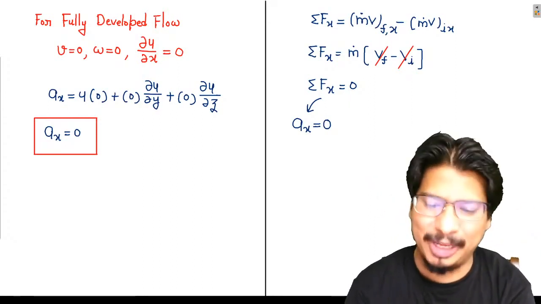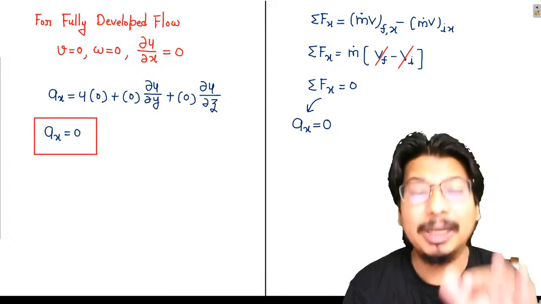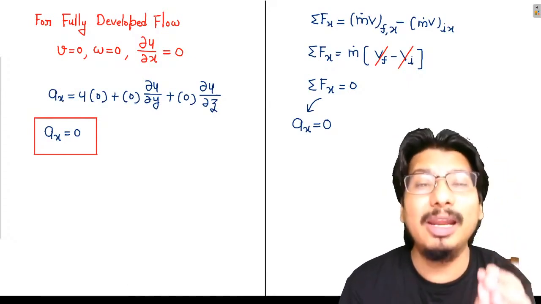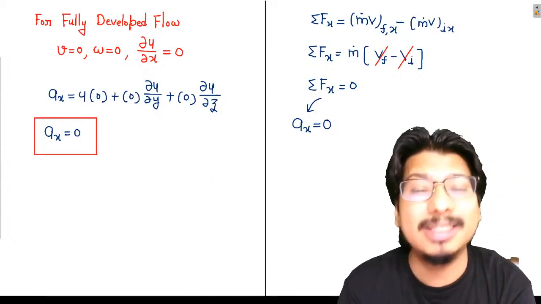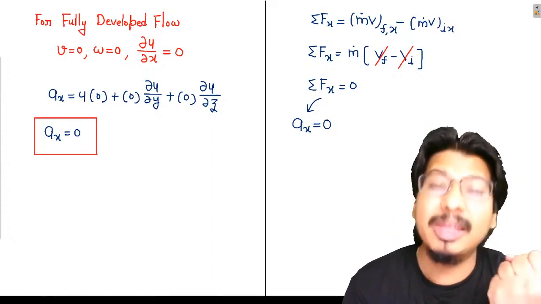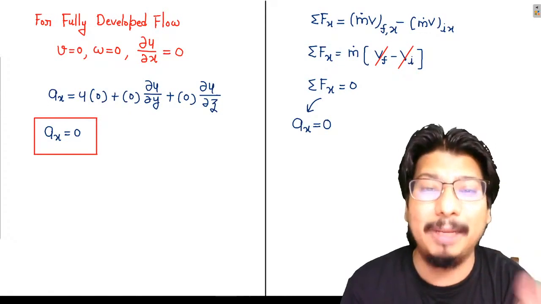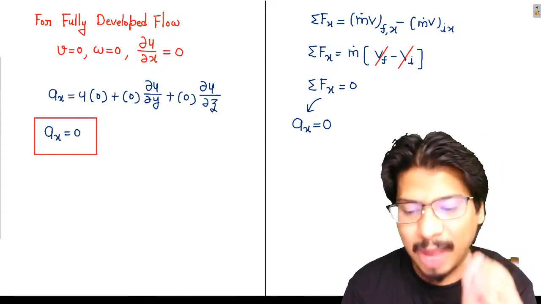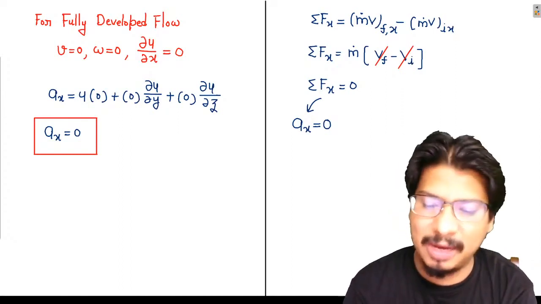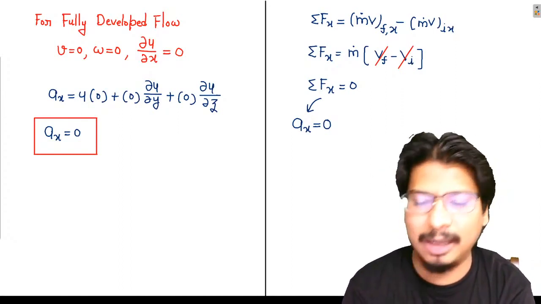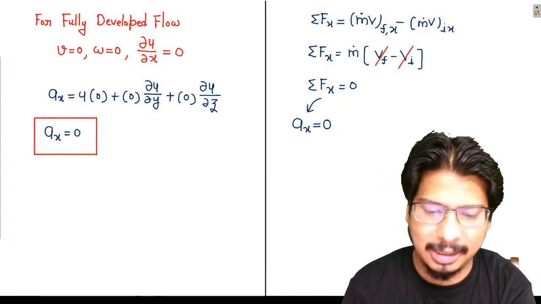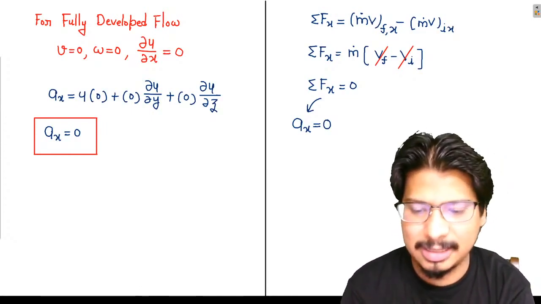Beta, I have taken today's class very slowly because I know fully developed flow is one of the difficult concepts where students are struggling. They are not able to feel what is happening. That's why I have taken it in a very slow manner.